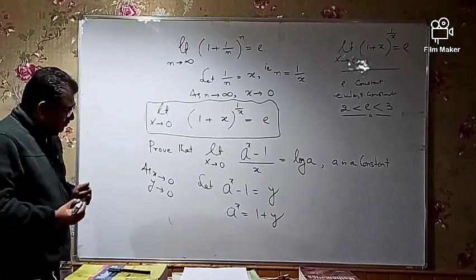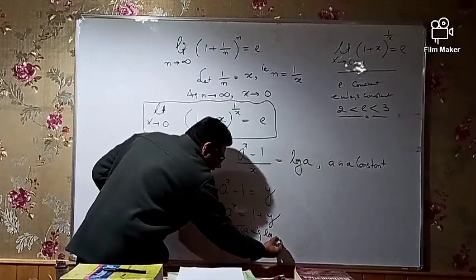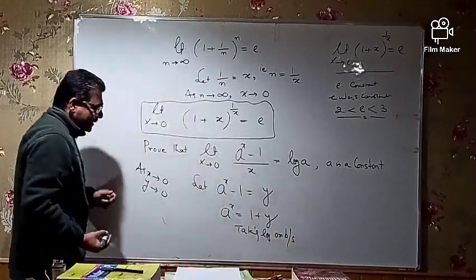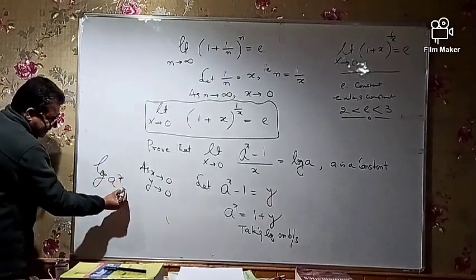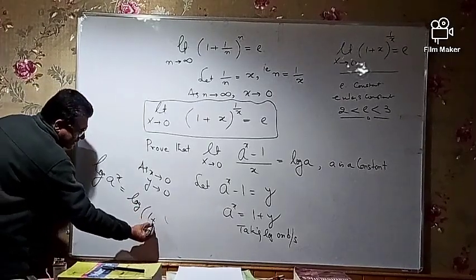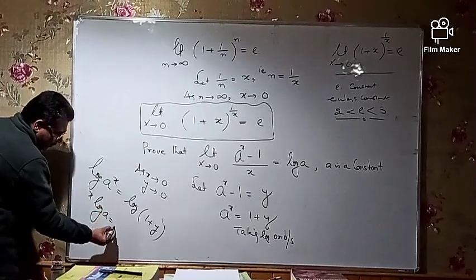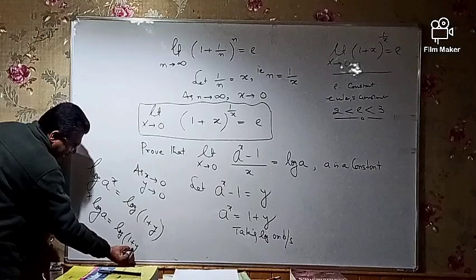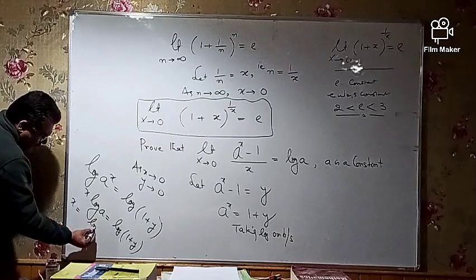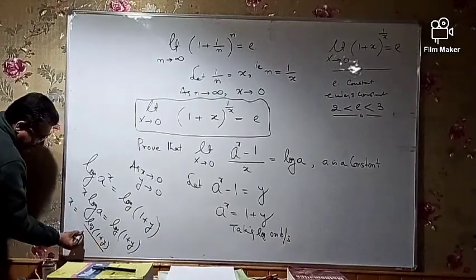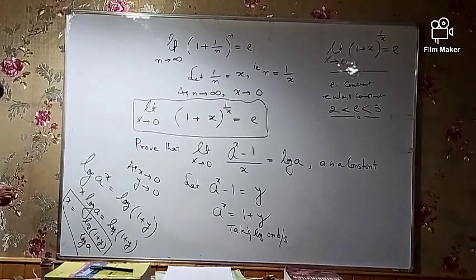Number 2, you take log on both sides. Taking log on both sides, what will you get? You will get log of a raised power x is log of 1 plus y. That is, x log of a is equal to log of 1 plus y. That means x is equal to log of (1 plus y) whole divided by log of a. You remember this also. This is the value of x in terms of y.